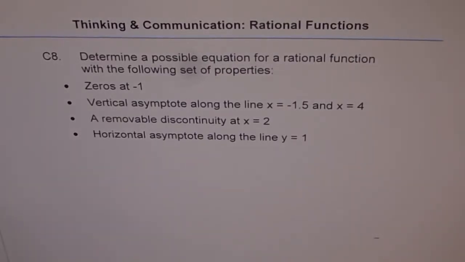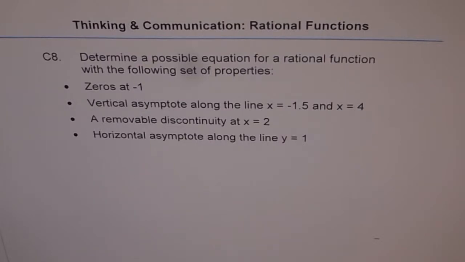Thinking and communication problem for rational functions. C8. Determine a possible equation for a rational function with the following set of properties. Zeros at -1, vertical asymptote along the line x equals -1.5 and x equals 4, removable discontinuity at x equals 2, and horizontal asymptote along the line y equals 1.